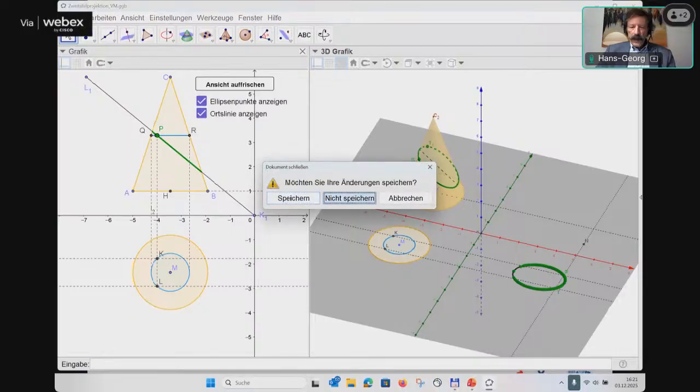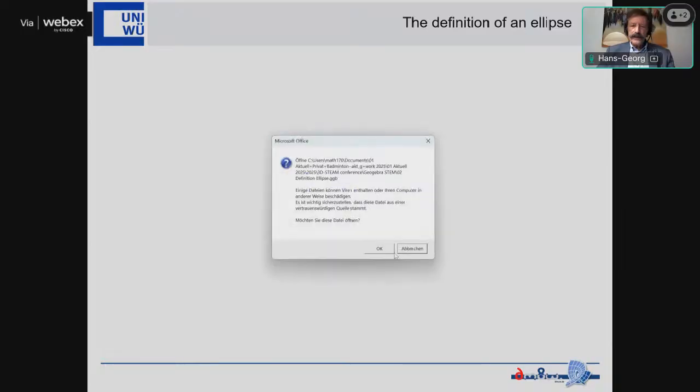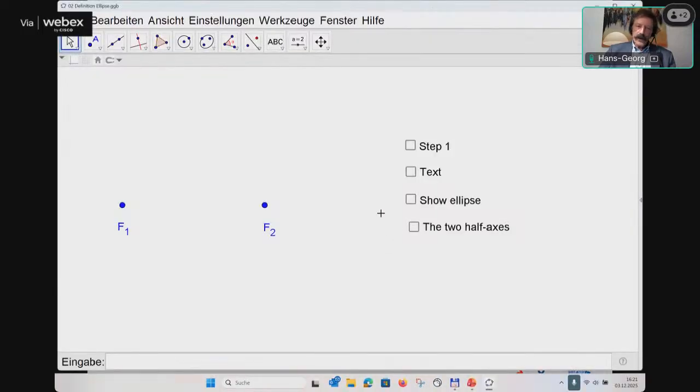So this is the ellipse. Maybe I am not quite sure whether I should explain what an ellipse really is, but maybe we might have a short look at it. You have 2 points, F1 and F2, and you have this point P, and the sum of the distances from F1 to P plus P to F2 is constant.